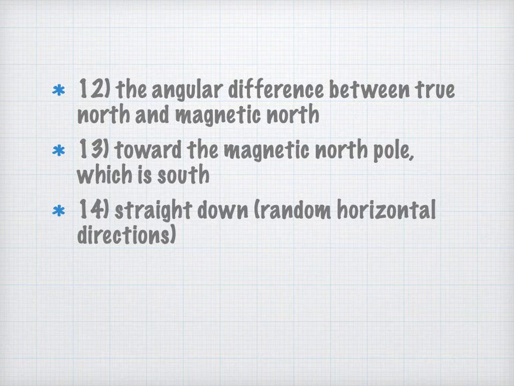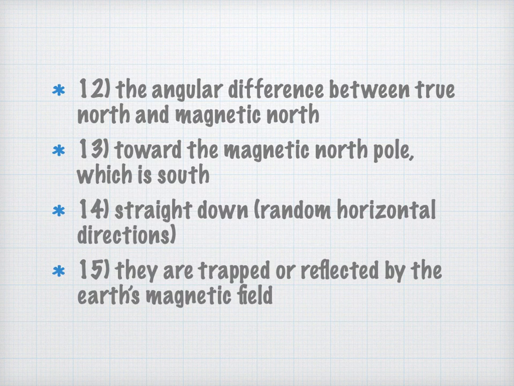Number 15, what keeps harmful charged particles from the sun from reaching the Earth's surface? And the answer is that it is our magnetic field. They are trapped or reflected by the Earth's magnetic field. So as harmful particles try to enter the Earth, they're caught or trapped by the Earth's magnetic field. In creation, we talk about the fact that the Earth's magnetic field used to be larger and stronger, and that would have protected us from more of those harmful particles from the sun, which might have caused longer life.